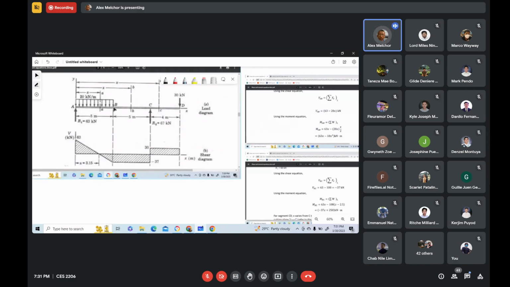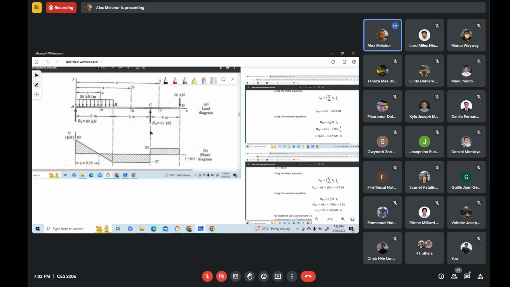So at section B, the value of x is 5 meters. Okay, at that section, the value of x is 5. We substitute that to this equation. Then that second term becomes negative 100. So 63 minus 100 gives us negative 37. So you have now here negative 37. So that point there is negative 37.